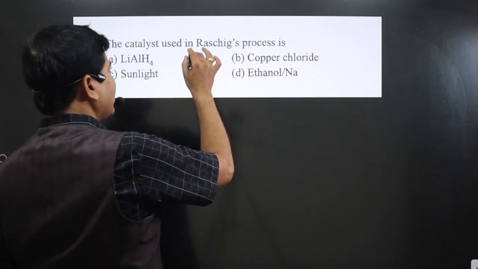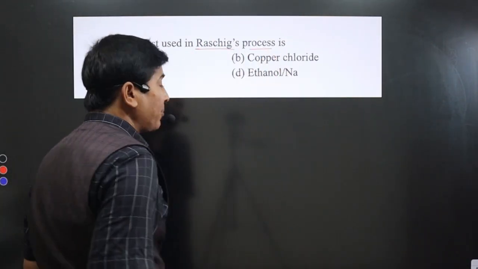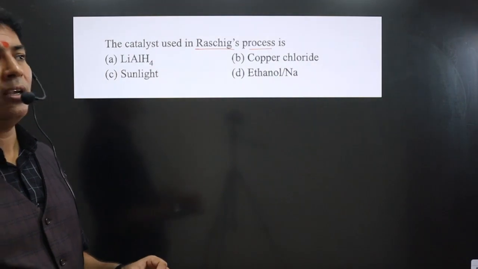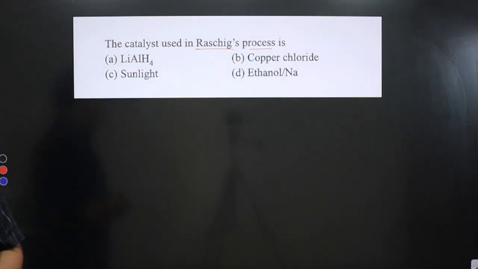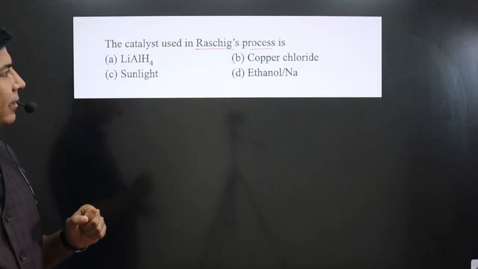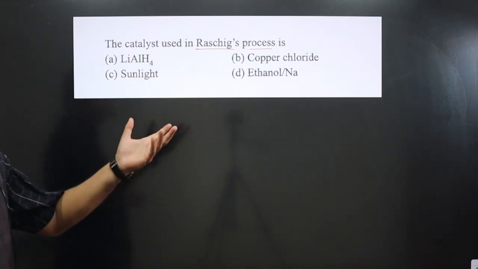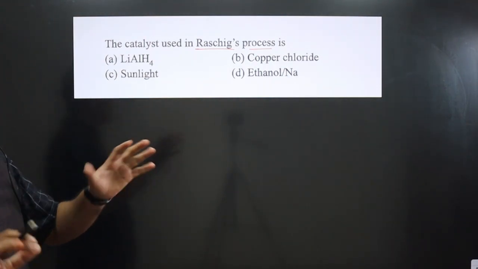The question says: catalyst used in the Raschig process. Keep in mind, in the Raschig process we produce haloarenes. First of all, let me write down the chemical reaction, then we can easily identify which catalyst is used.